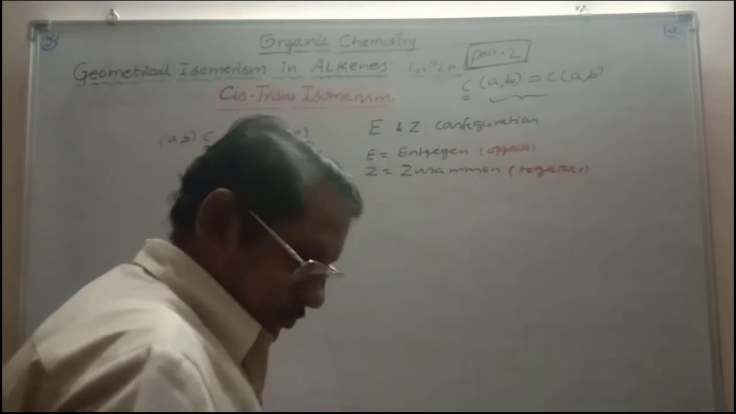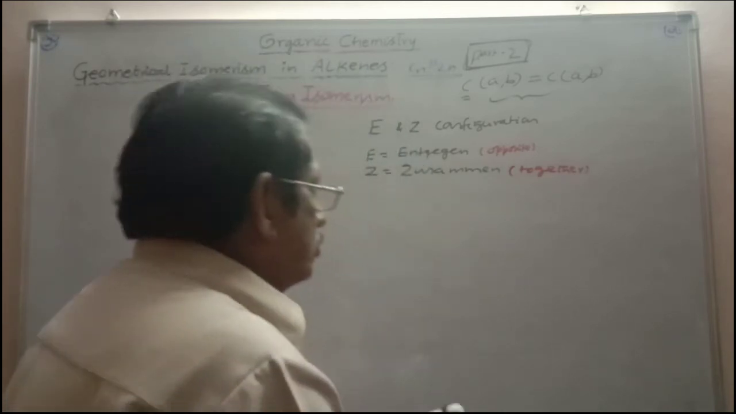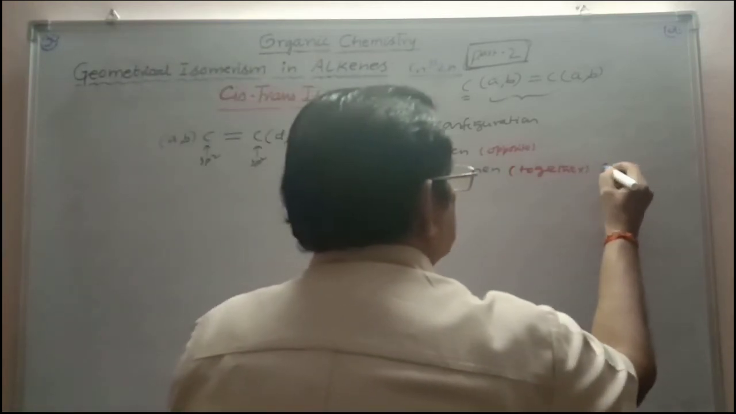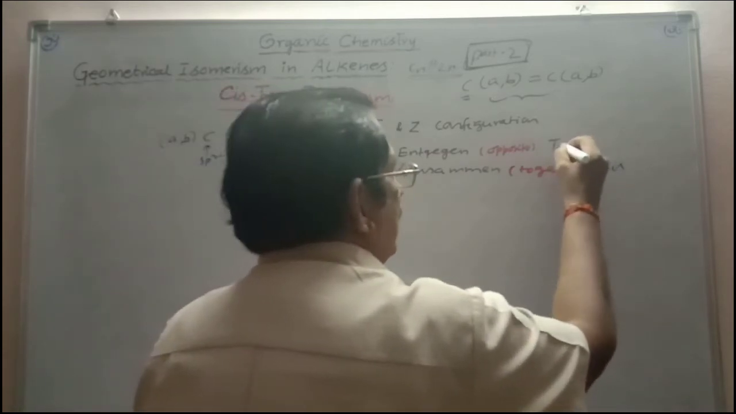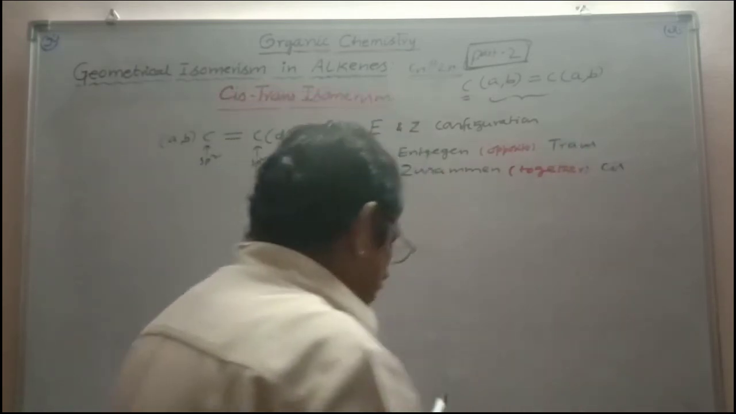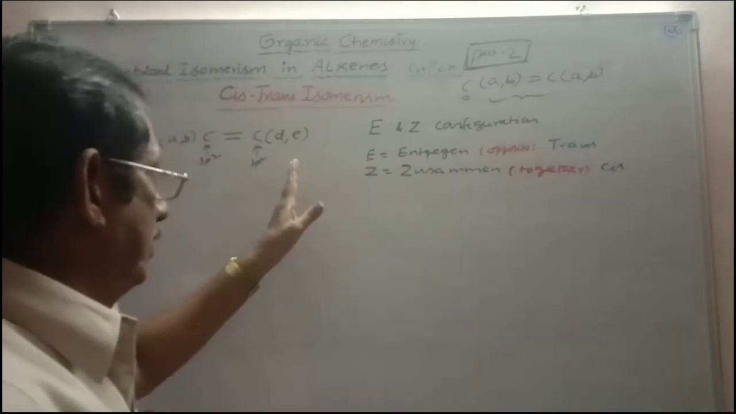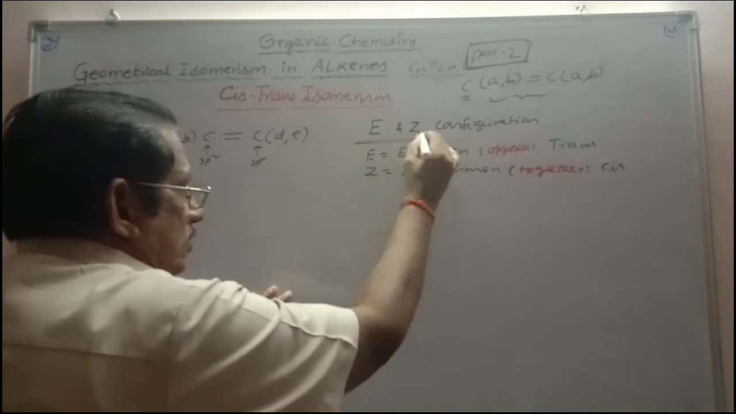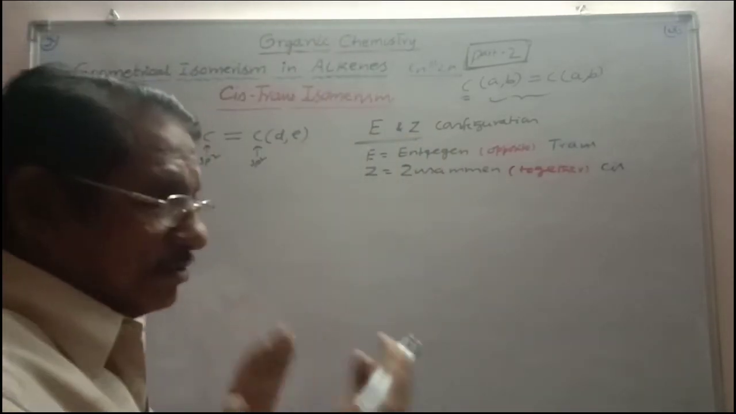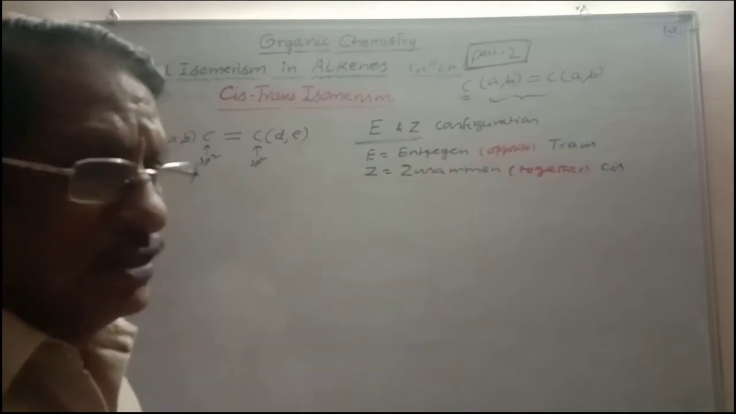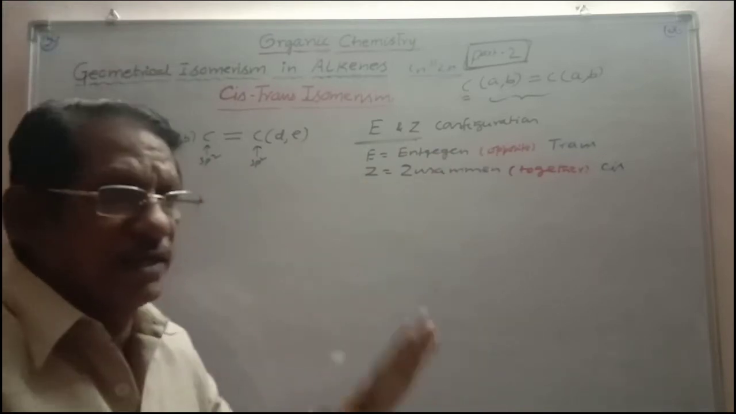So, generally, Z is treated as cis, E is treated as trans. In spite of cis-trans isomerism, here we are writing the EZ configuration, the EZ method. Cis-trans isomerism is otherwise represented as the EZ configuration, the EZ method, whenever the four groups attached to the two sp2 carbons are completely different.